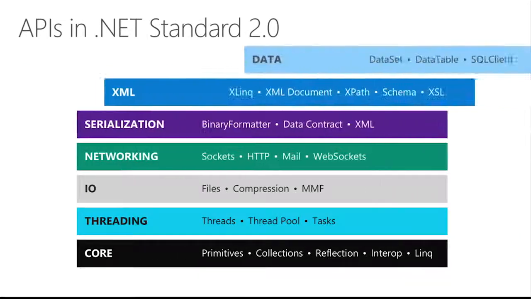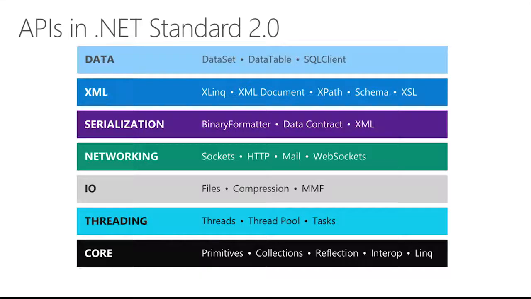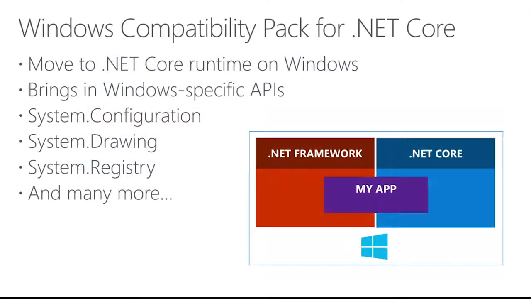This is just an example of some of the stuff we brought back, all of our data, all the XML, all serialization, all networking, I/O threading core, lots of good stuff. It's been shipping for a while, and so I think you're going to really enjoy it. Now that said, something else we've noticed is there are some customers that really want to move to Core. Maybe it's because they want to use MVC Core or ASP.NET Core, which contains a new version of MVC with some new awesome features around diagnostics and dependency injection and Razor.